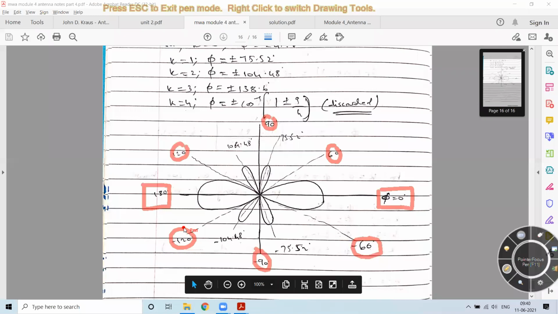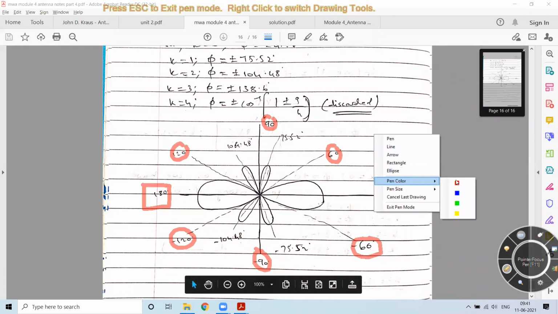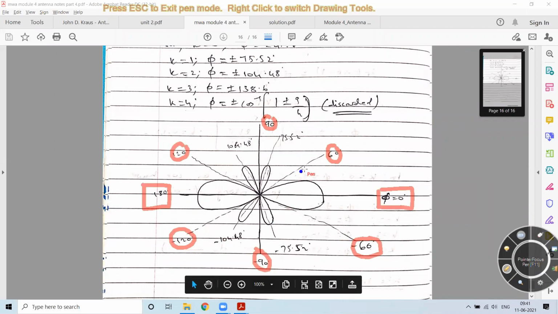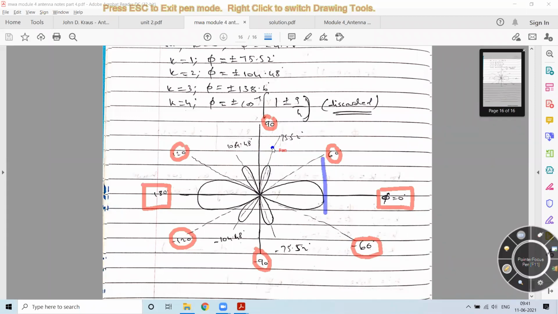So if you make an observation, there should be a radiation which is present between these two angles. There should be a radiation present between these two, and similarly the other cases. So if you make an observation over there, since between here I cannot have a null, only along 60 and minus 60 I have a null. So here I should have a radiation pattern.